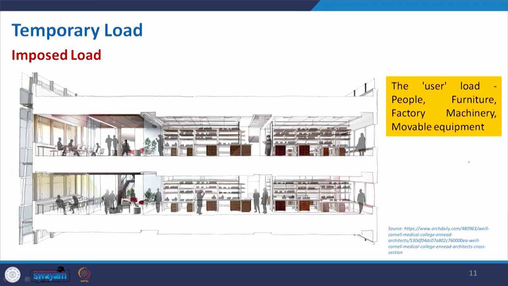the people, human beings, or the furniture, etcetera. So, here you can see this cross section. This is one schematic from a lab, where this is the sitting area, this is the lab area. So, including all this, even those lab equipment, furniture, everything will add to the imposed load, and they are again, as we discussed, live load.